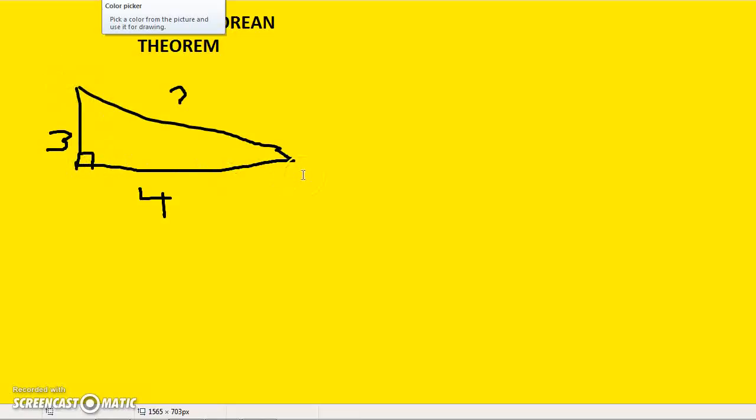These two sides are the legs. So, once again, sorry for the poor illustration. And this side right here is the hypotenuse. The hypotenuse is the longest side of a right triangle. So, this side is longer than these two sides.